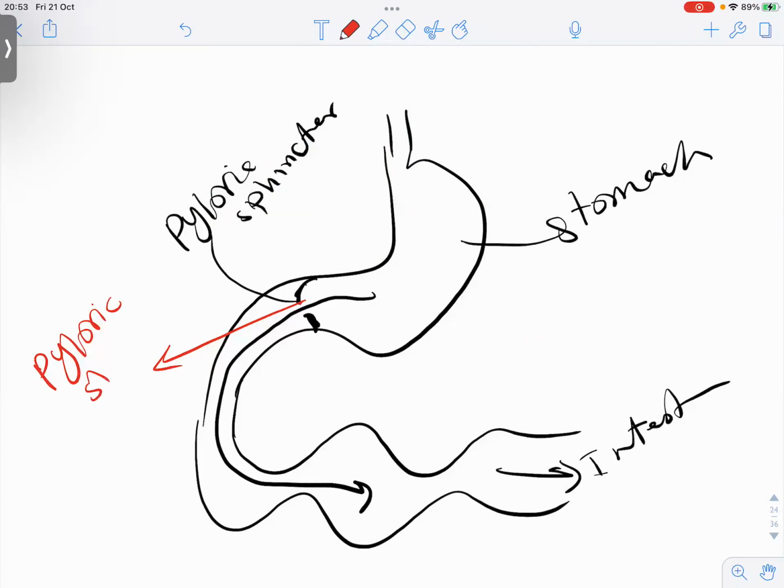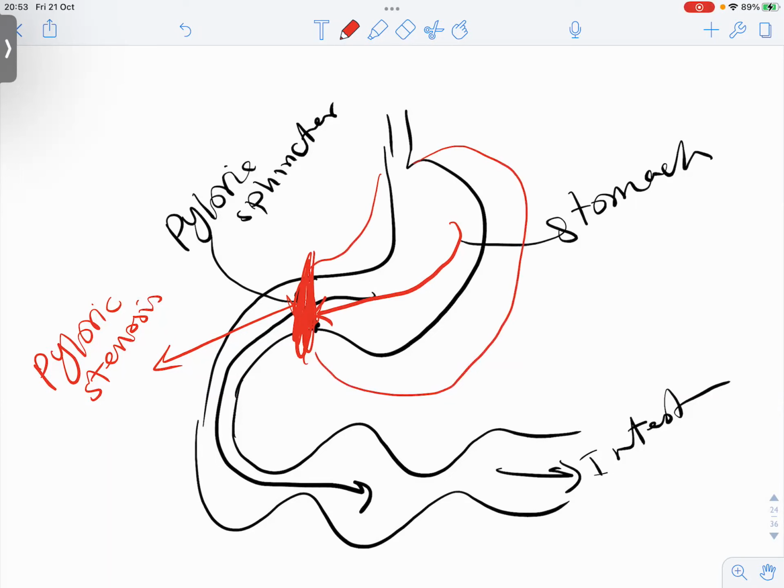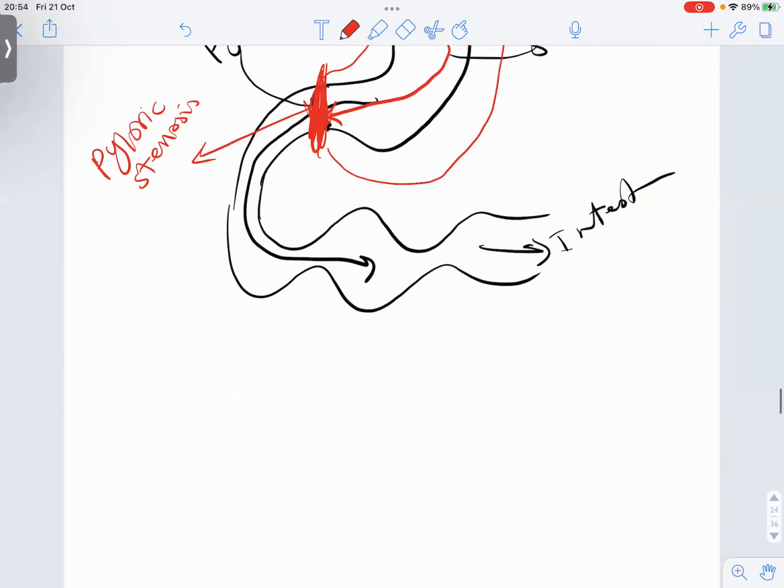Pyloric stenosis. The pyloric sphincter will close. So when the stomach tries to push the food toward the intestine, it can't push the food because the pyloric sphincter is closed. So what's gonna happen? Of course, the stomach will start to hypertrophy to be able to push the food with strength, with force. So we'll get gastric hypertrophy.